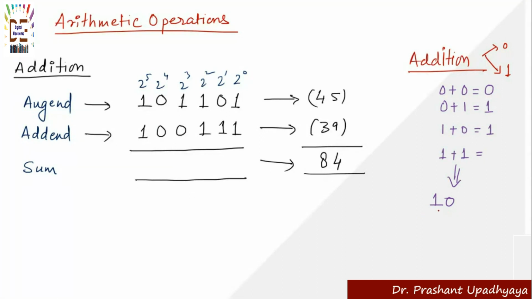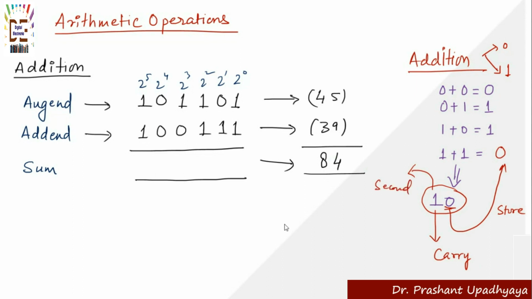So I will obtain this 10, but how many bits can I store? I can store only 1 bit. So it is going to store the 0 here. I will get 1 plus 1 as 0, and the 1 will become a carry. The carry will go to the second position of the number.